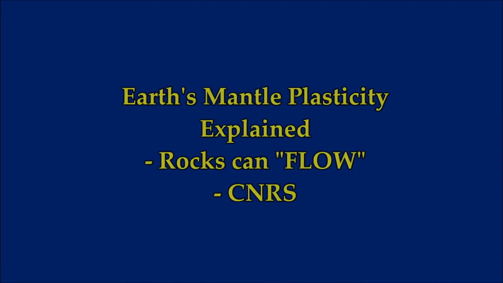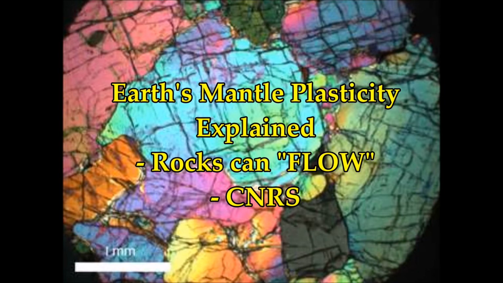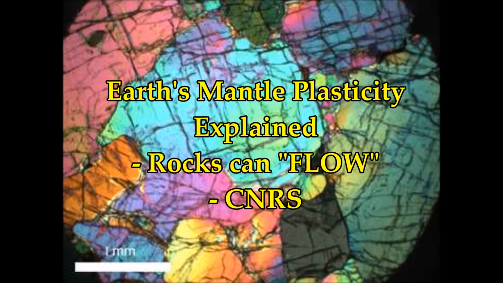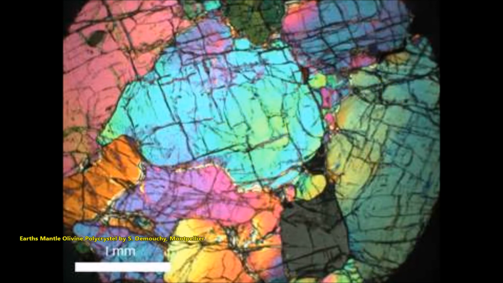Earth's Mantle Plasticity Explained, CNRS article. Optical microscopy image in cross-polarized light of a natural olivine polycrystal. Oman melanite. Earth's mantle is a solid layer that undergoes slow, continuous convection motion.